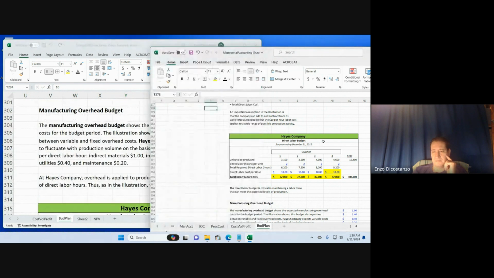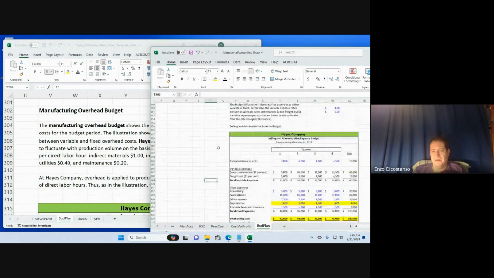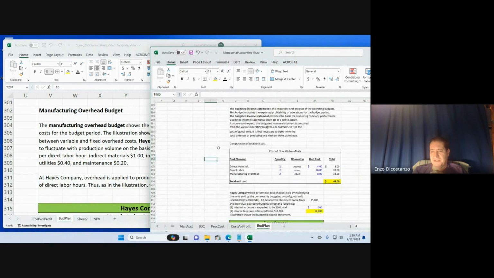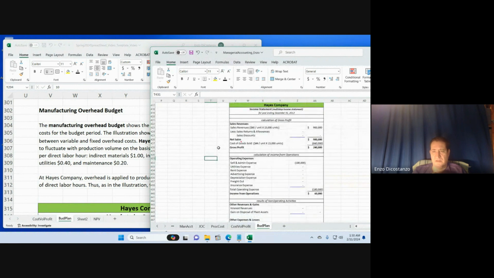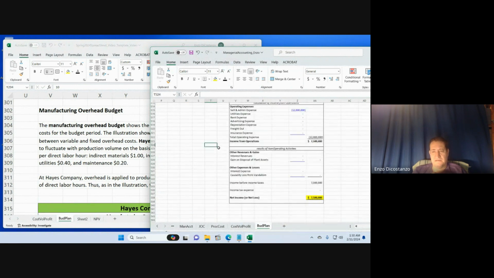Now with the overhead budget, we're going to look at the overhead budget. We're going to look at the selling administrative budget, and then we'll have the total cost table, and then the income statement. That's it.